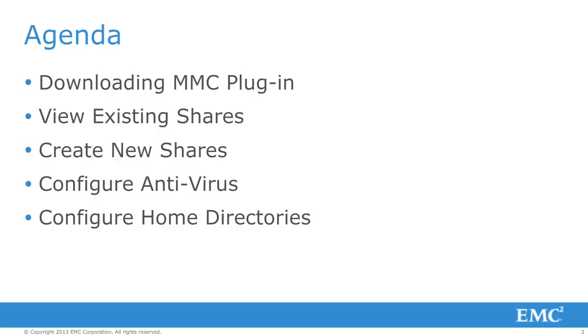Here's the agenda for the video. I'll start by showing the location from which you can download the MMC plugin. We will then see how to view the existing shares on a CIFS server. We will also create a new share on the CIFS server through the Management Console. After that, we will see how antivirus and home directory features can be managed on the share using the plugin.